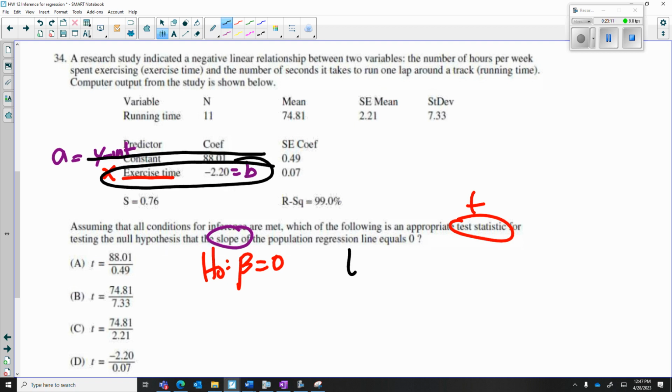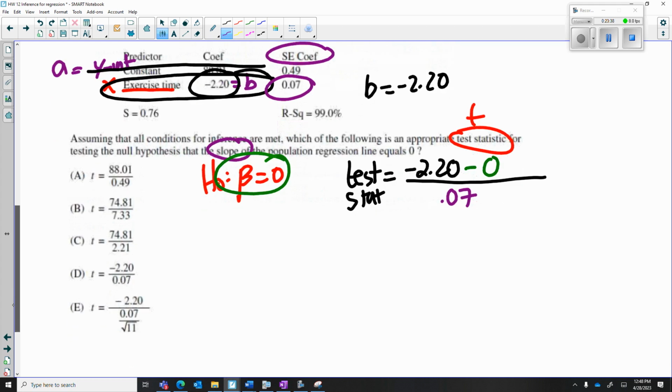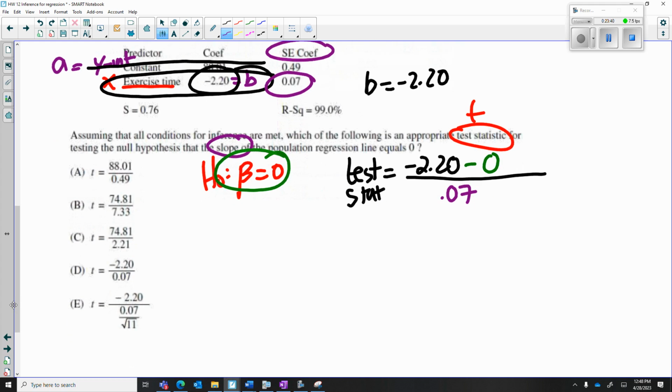And again, the test statistic formula is statistic minus parameter over standard error. So the statistic is negative 2.20, because that's the B. The parameter is beta, which you're presuming is 0. And the standard error of the slope, it's right next to it in the statistic output. It's 0.07, because you're looking right under there. So really that's it. You just have to look for that in the answer choice. And it's negative 2.20 divided by 0.07.